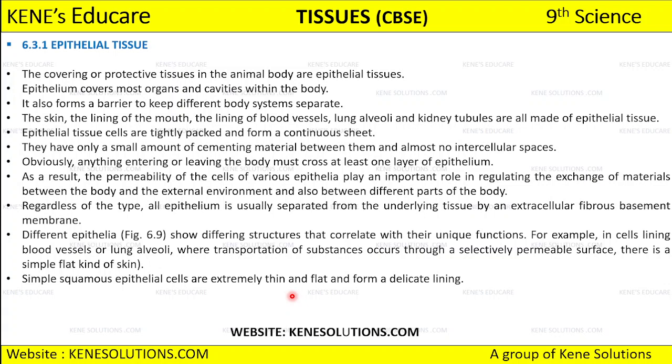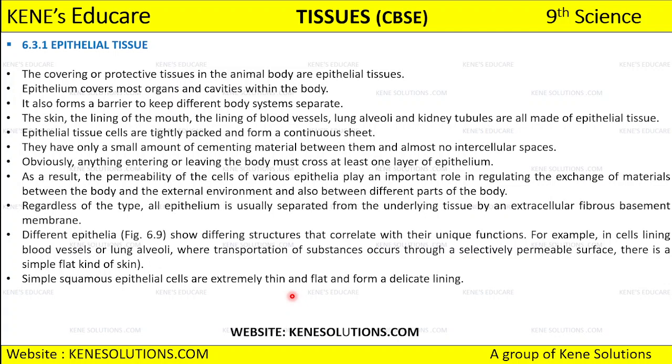okay, so we have discussed this epithelial tissue, where we have seen that our outer covering in the animal body is called the epithelial tissue, which covers most of our organs as well as the cavities within our body, right? So I have clearly explained this just now, but I am repeating it because epithelial tissue is one of the important tissues which can be asked separately as well. Okay, so you should know that.